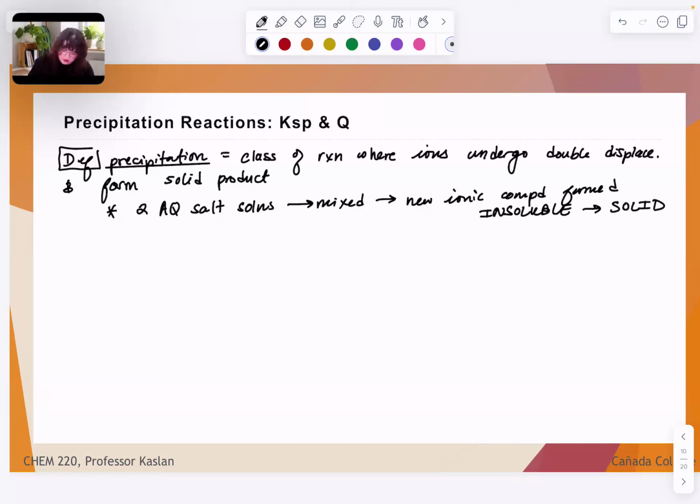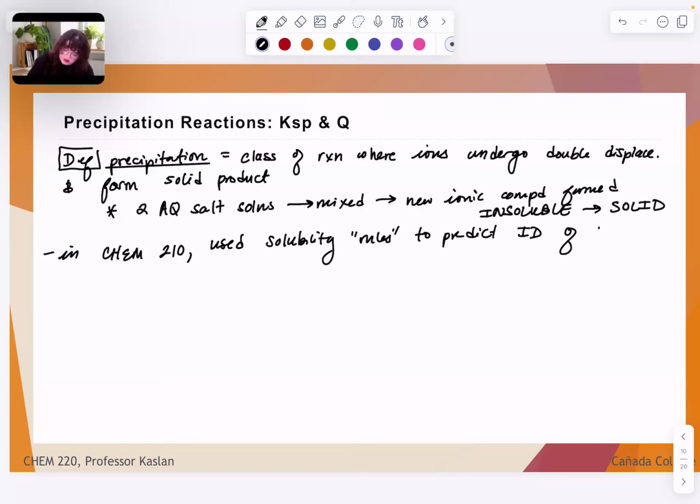Mix two aqueous salt solutions, their ions undergo their little double displacement do-si-do, and as a result, we form some kind of insoluble solid. Now, in Chem 210, or Gen Chem 1, we used a list of solubility rules to predict the identity of our precipitate, which I'm going to abbreviate here as PPT.